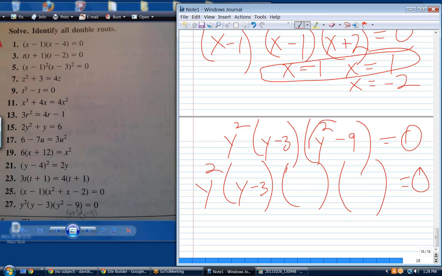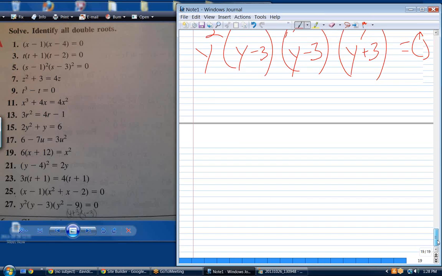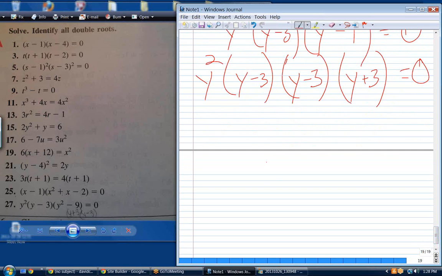Take the square root of that minus the square root of that, times the square root of that plus the square root of that. Y minus 3 and then y plus 3. Okay. It's always the way to handle difference of squares. So now, what are our solutions?